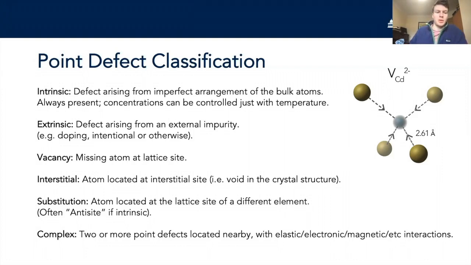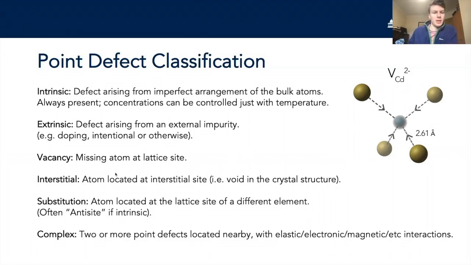Then on to the different types of point defects we can have. We can have either a vacancy, an interstitial, or a substitution. A vacancy is just a missing atom at a lattice site. For example, here where there's a missing cadmium atom at this point. You can have an interstitial where you have an extra atom located at an interstitial site in the lattice. So this is like a void in the crystal structure, for example, the octahedral or tetrahedral holes you can find in, say, zinc blende or FCC crystal structures.